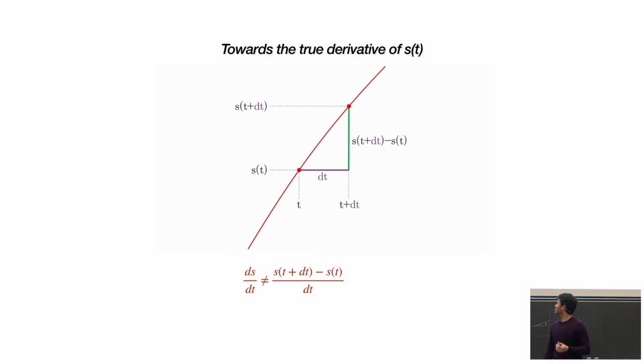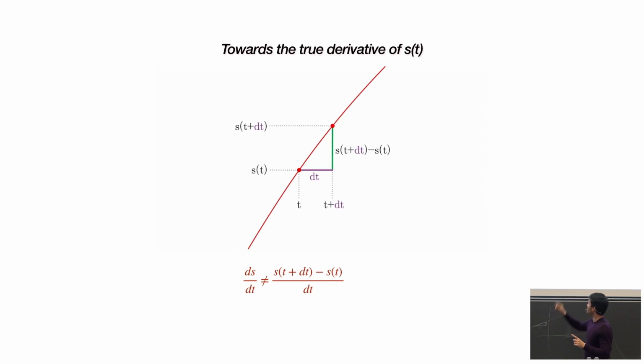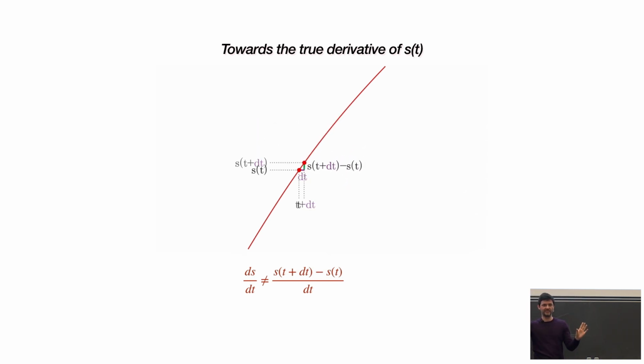And the true derivative of speed in this picture is the ratio between this green line and the purple line as they are shrinking towards 0. So it's a ratio between two things which are moving. So this is very interesting. So they're not fixed at any point of time. They're always dynamic. And it is the ratio of these two kind of dynamic things.